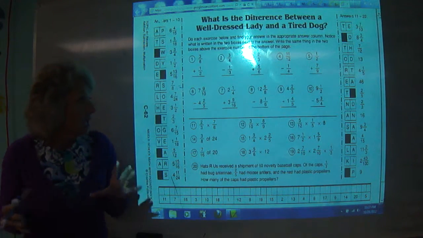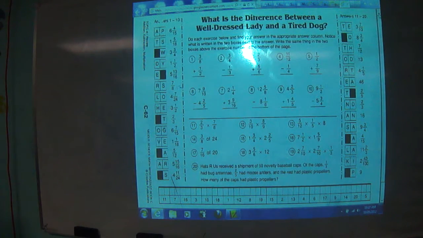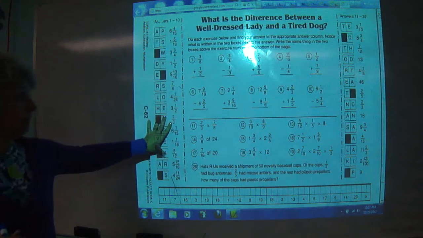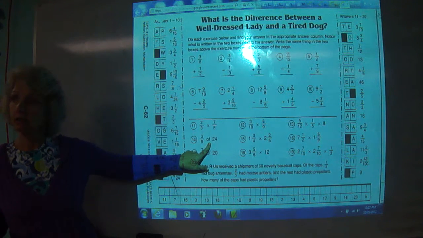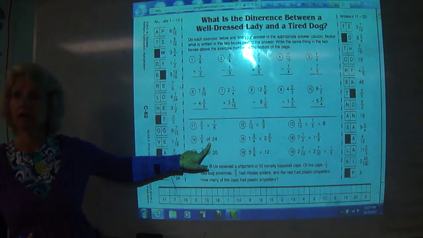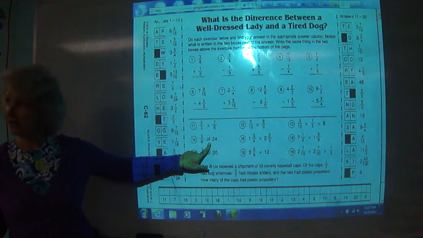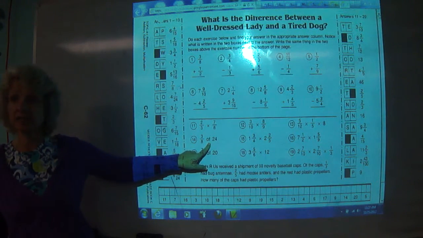Okay, on the bottom we have multiplication, because what does "of" mean? What does "of" mean? Multiply. To multiply. Because what's half of 12? 6. Right, half of 12 is 6.